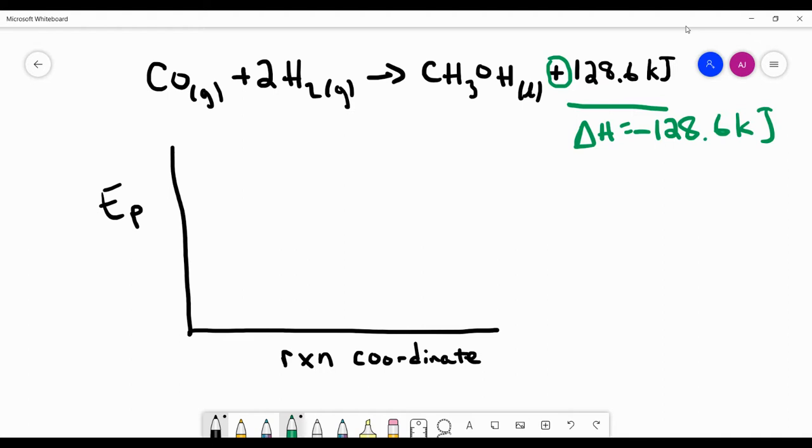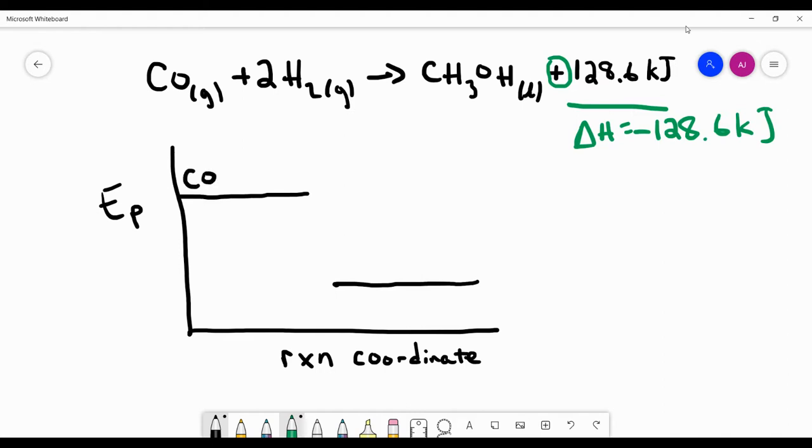The whole idea with potential energy diagrams is to look at the relative changes. Remember, the absolute values of enthalpy don't matter at all, okay? And they can't be measured. What we're only interested in here is looking at the change from reactants to products.